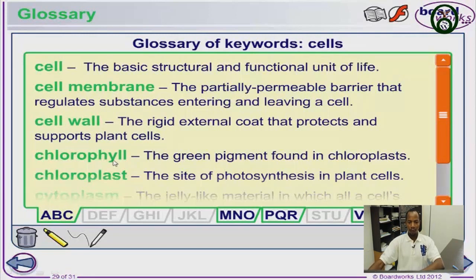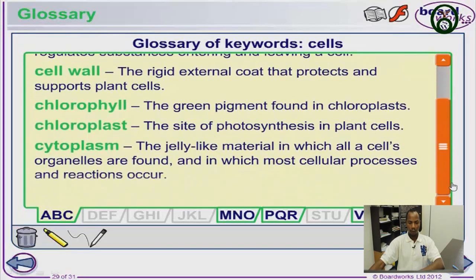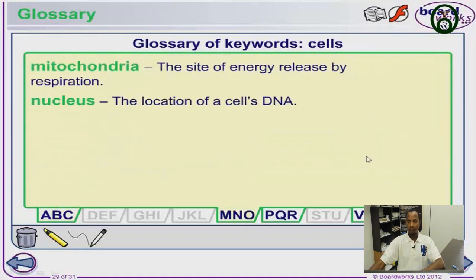Now, what of the chlorophyll? The chlorophyll contains the green pigment that is found in the chloroplast, which helps to trap the sunlight energy for photosynthesis to take place. What of the chloroplast? It is the site for photosynthesis to take place. What of the cytoplasm? It is a jelly-like material that contains the organelles and where all metabolic reactions take place. Now let's take a look at some other terminology. We make mention of the mitochondria. We say it is the site for energy release by the cell. What of the nucleus? We say it is the location of the cell's DNA.